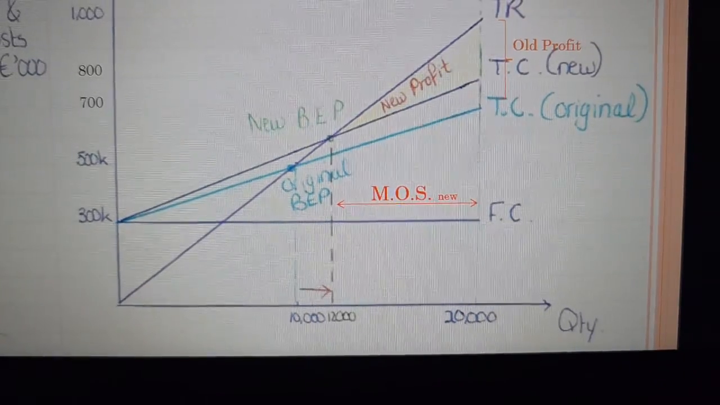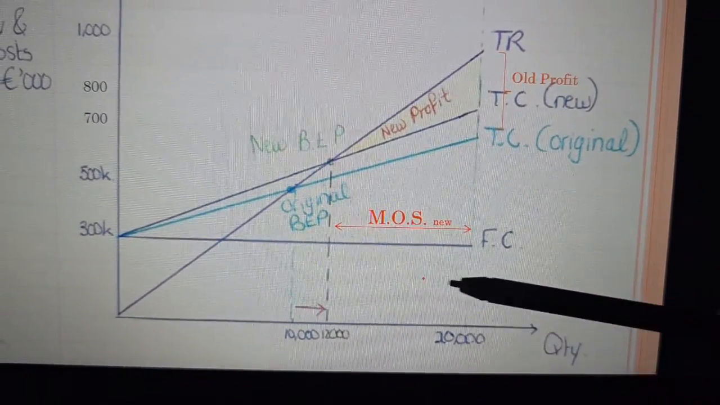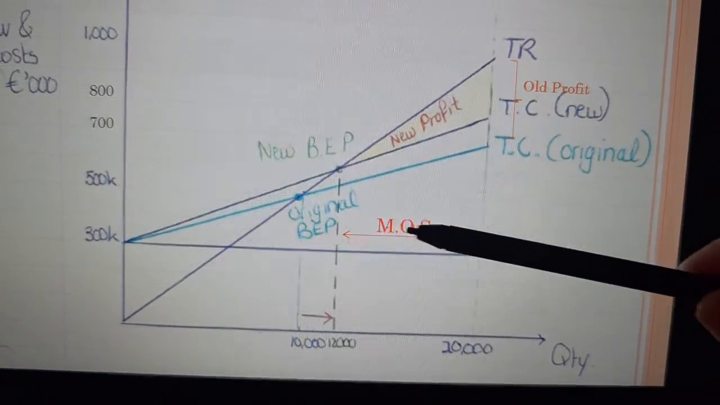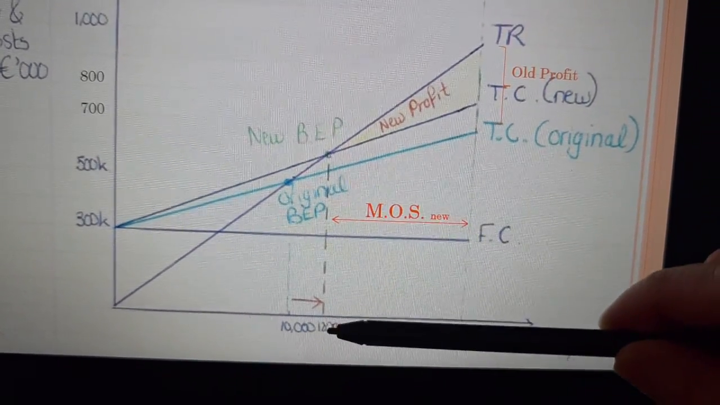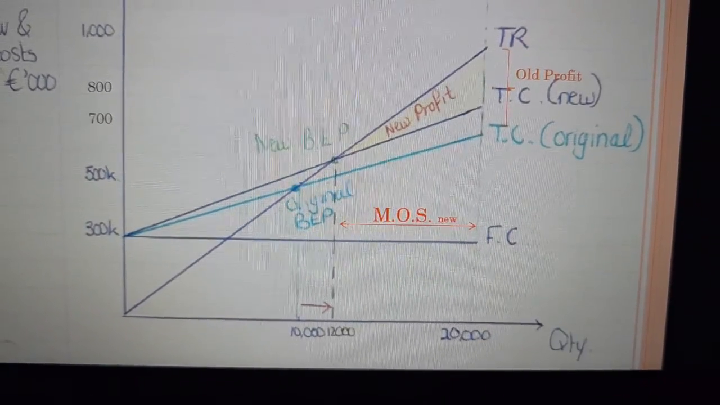We also have a new margin of safety. Okay, the old margin of safety went from 10,000 units up to 20,000, but my new margin of safety is going from my new break-even point, 12,000, to my fixed output there of 20,000 units.